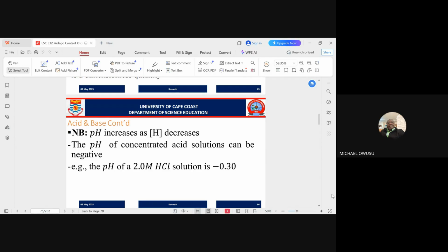So the question was, calculate the pH of a 2.0 molar H2SO4. Like we did the first one, the HCl, the first thing was to dissociate the acid and then balance it to find out the mole ratio of the H and the H2SO4. Have you done that one? Did you do that?